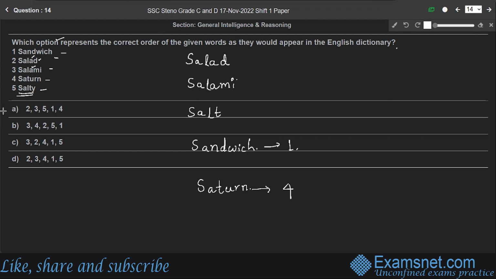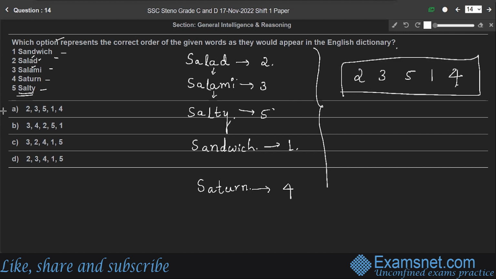In salad and salami, after L, A comes, so A and A are the 4th letters. Therefore T is the 4th letter in salty, which is the 5th word in the given order. Salami was the 3rd word in the given order, and salad was 2nd. So the order is 2, 3, 5, 1, 4. When these words are arranged as they would appear in the English dictionary, the order will be 2, 3, 5, 1, 4. Looking at the options, 2, 3, 5, 1, 4 is option A.